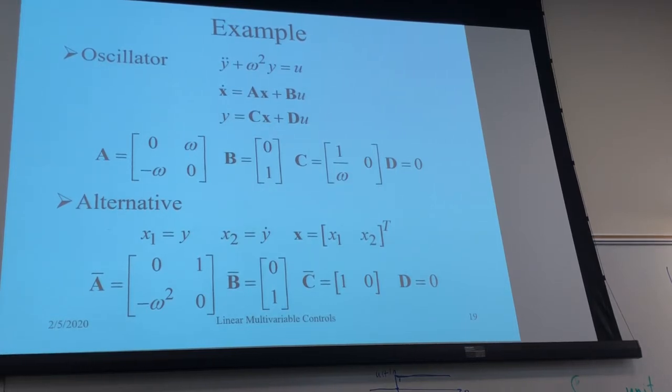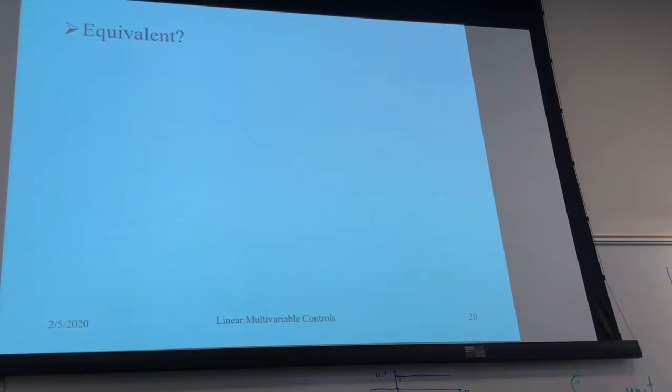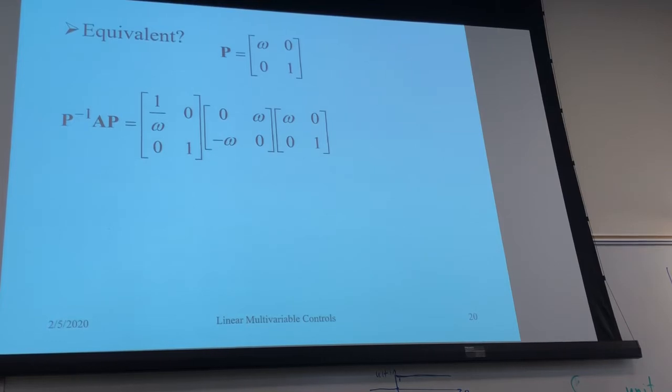I want to understand how they are related. Are they equivalent? The answer is yes. If we assume I have a P that is omega 1, then I can connect P inverse A P, where the original one is like this, so this P inverse is here, and this is P. By doing this, we end up with this. That's why they are equivalent.